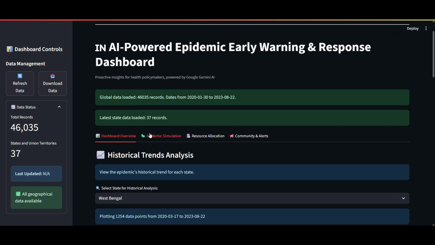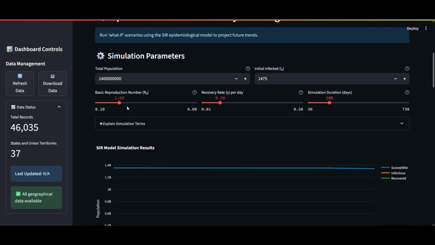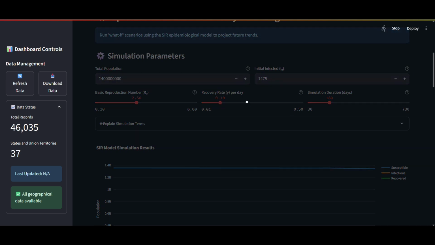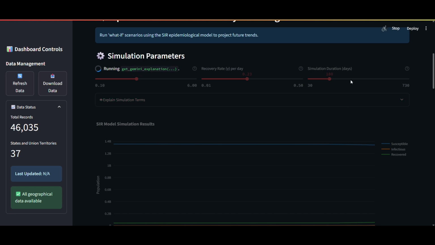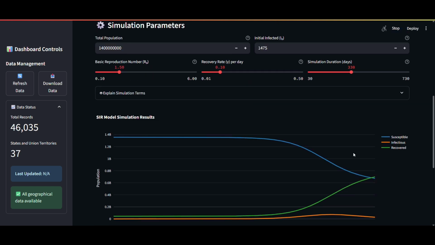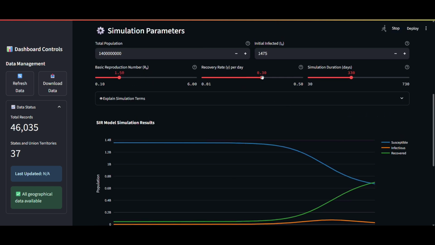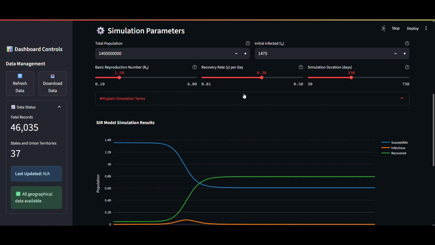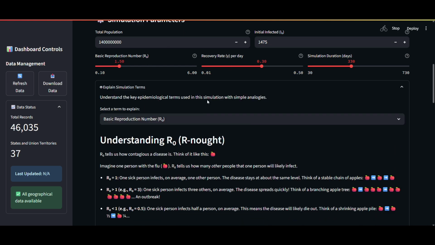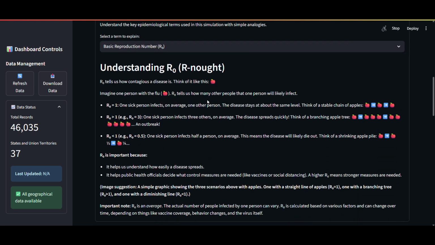Now coming to the next page, that is the epidemic simulation page. One can set parameters such as the basic reproduction rate, the recovery rate, and the simulation rate. And if one wants to know more about these terms, one can get clarity here.